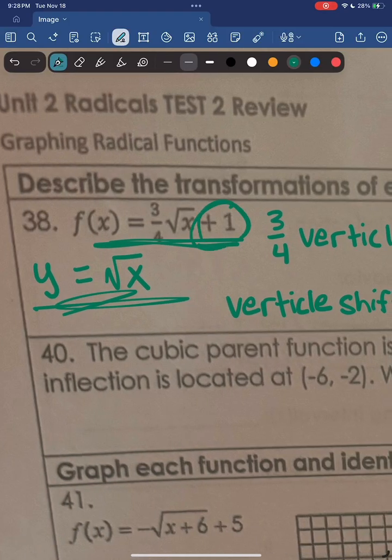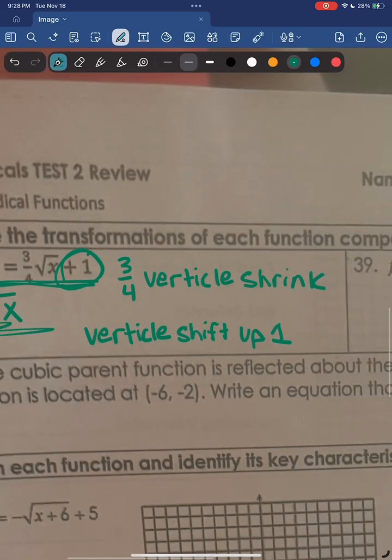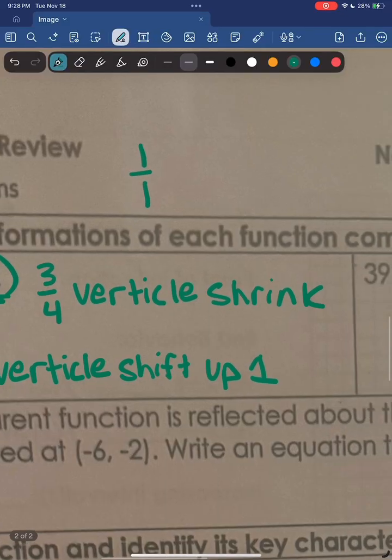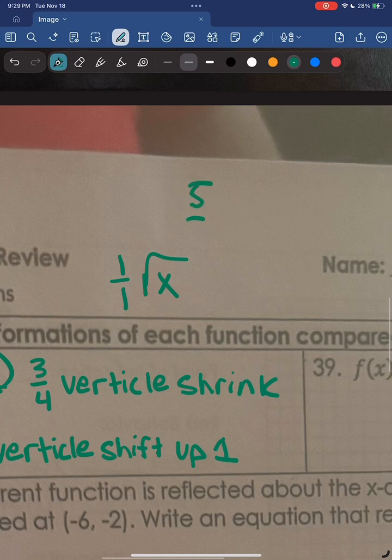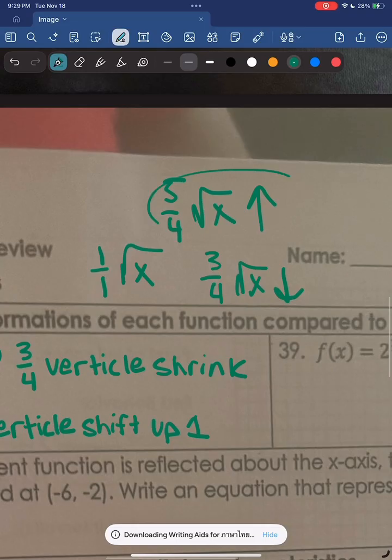And then the shrink. The difference between a shrink and a stretch is what kind of fraction it is. So if we had 1/1, this would be the parent function, right? This is what it is. So if we had 5/4, you can think of the square root of x as getting bigger, whereas if we had 3/4 of x, it's getting smaller. So this would be a stretch, and this would be a shrink.